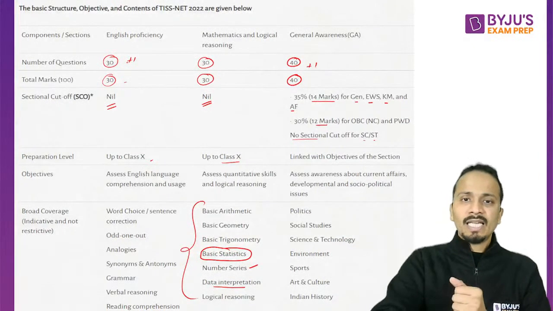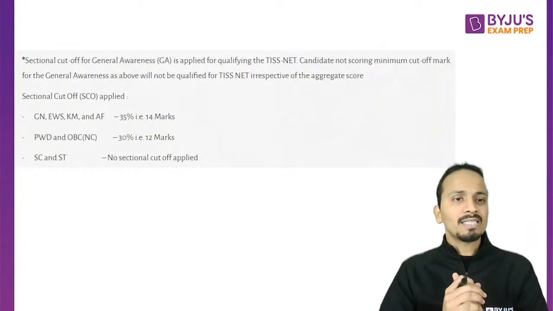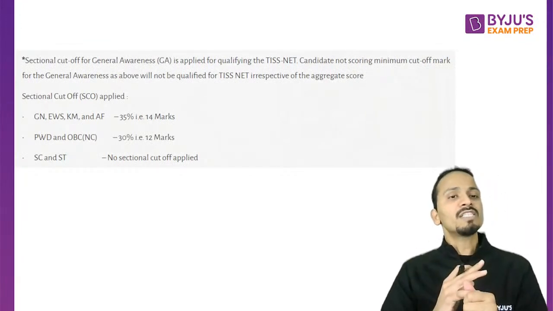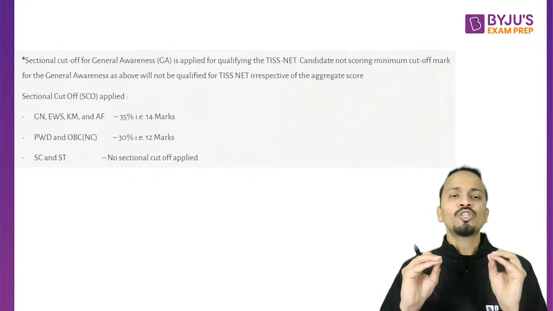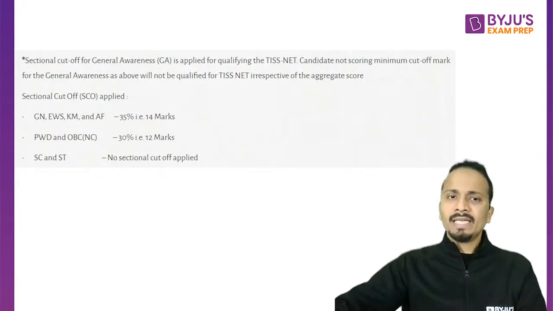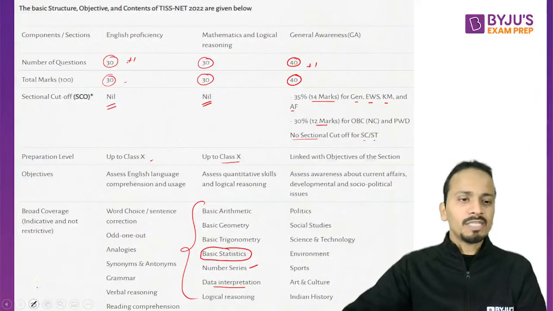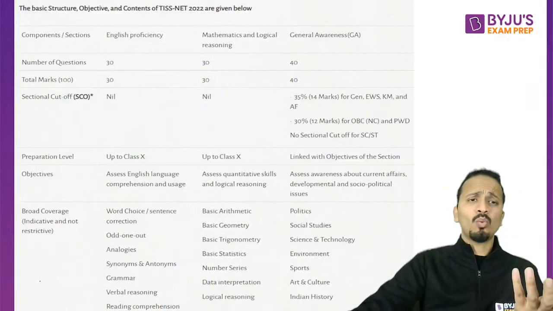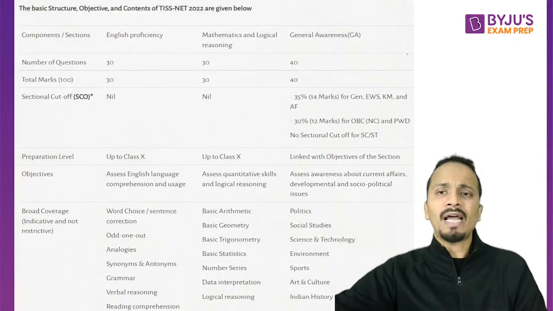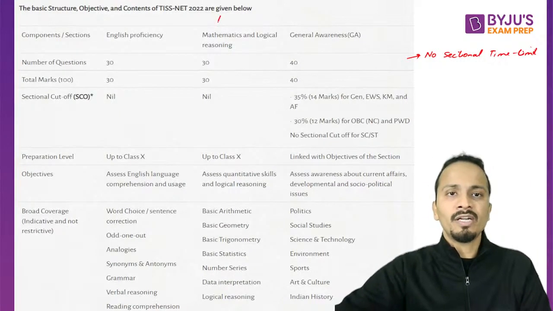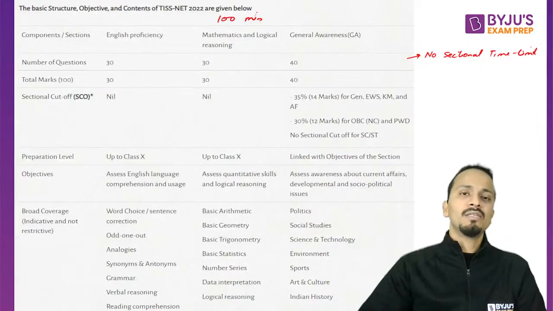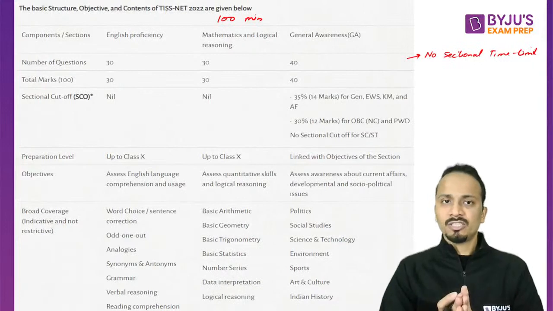Now focusing on this most important aspect of TISSNET, we don't have sectional cutoffs for the quant and English sections, but we do have a sectional cutoff for the general awareness section. Now, if I talk about how to attempt this examination, what strategy one must follow, a few important pointers I'm writing on the right hand side. There is no sectional time limit. That means you can divide the total 100 minutes the way you want in these three sections.